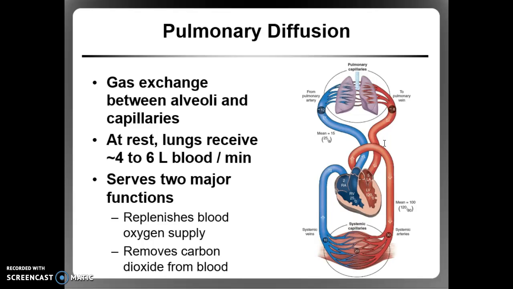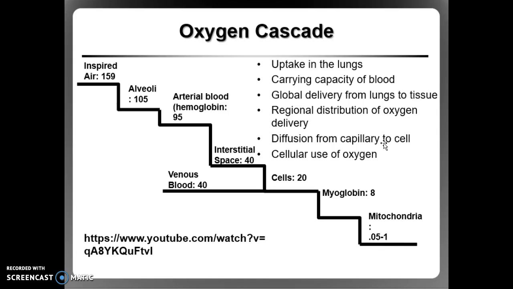As we look at gas exchange, at rest, our lungs receive about 4 to 6 liters of blood. Pulmonary diffusion happens at the pulmonary capillaries of the alveoli. It replenishes blood oxygen supply and removes carbon dioxide from the blood.